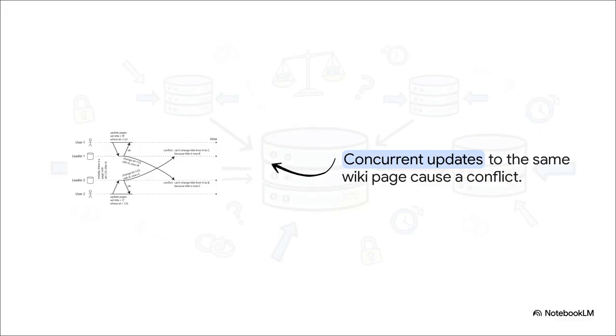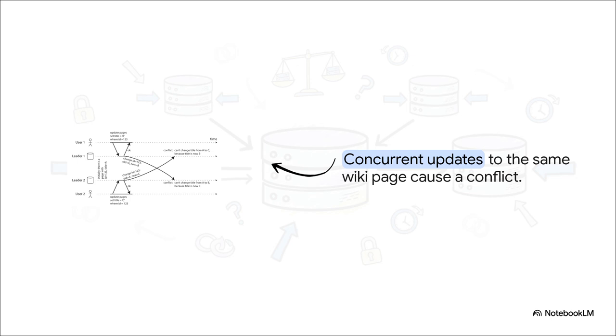Now, what's really interesting here is how a conflict actually plays out in action. Let's say we have a wiki page with the title A. User 1 connects to their local leader and changes the title to B. But at the exact same time, user 2 connects to a different leader and changes the title to C. Both leaders happily accept the write and tell their respective users, awesome, saved.